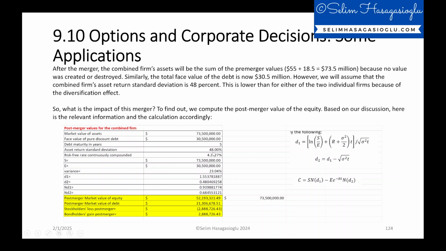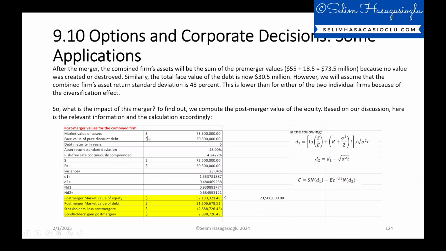This was given because of the reduction in the risk. The asset return standard deviation will be lower for the combined firm, and the risk-free rate, continuously compounded, will be the same. So now here your stock price S, or the underlying asset value, will be 73.5 million.